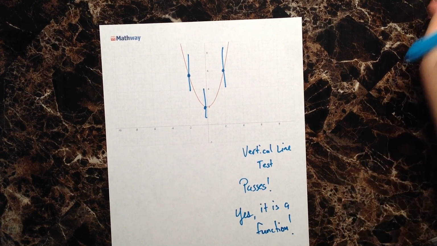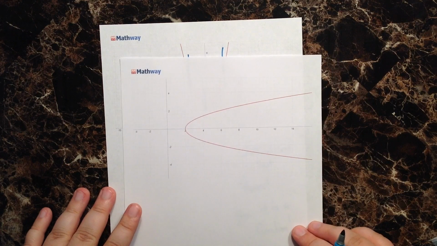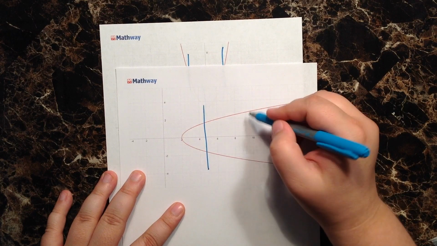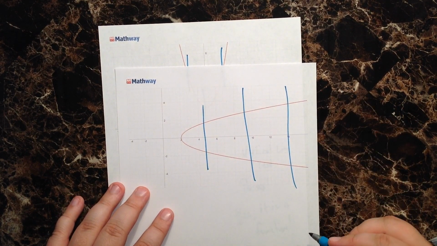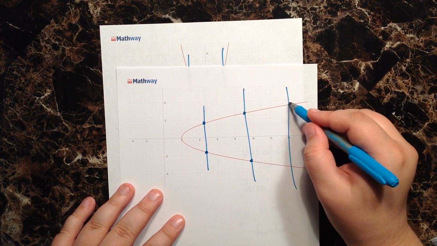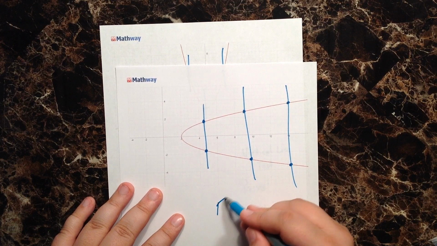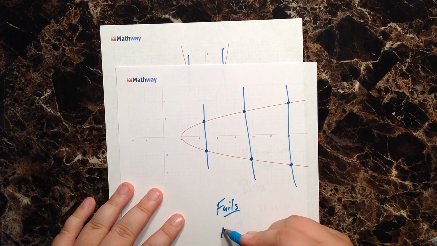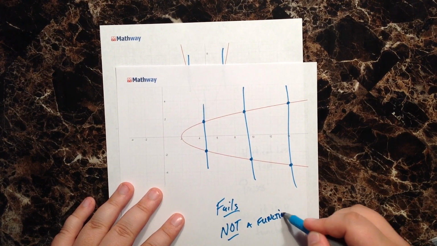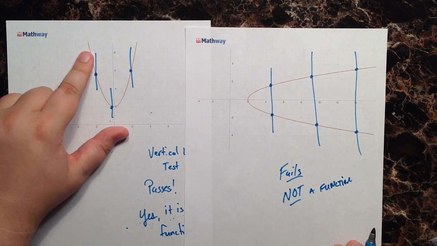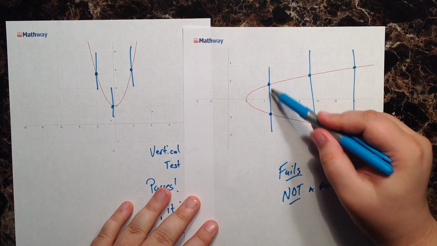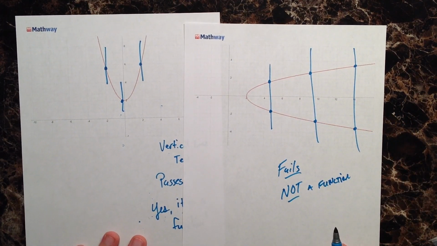All right. Now I went ahead and also made another graph here to show what it would look like if it fails the vertical line test. Again, if we were to draw a vertical line anywhere on this graph and it touches in more than one place, then it fails that vertical line test. So this is not a function. And you can see the difference. When I drew my vertical line, it only touched in one place for each line. Here, we were touching in two places for each vertical line.